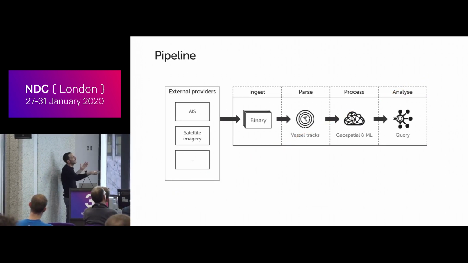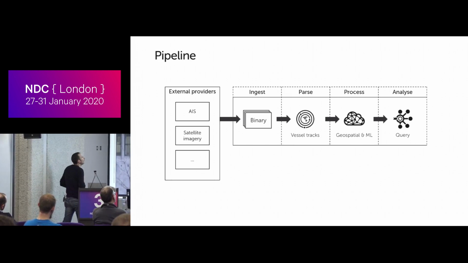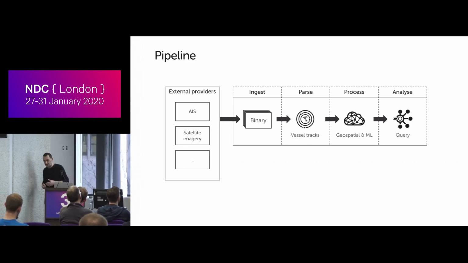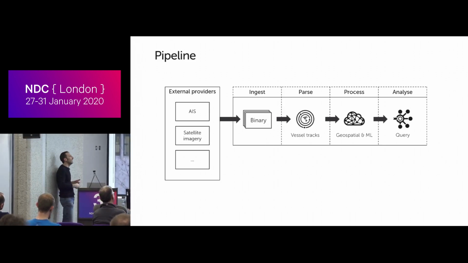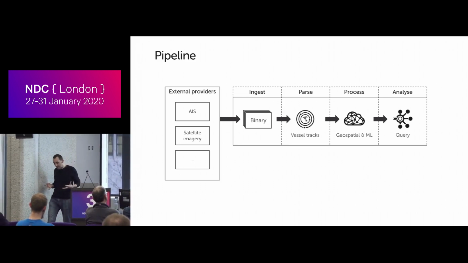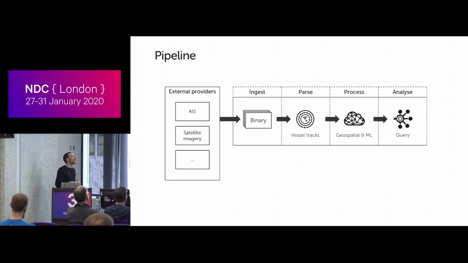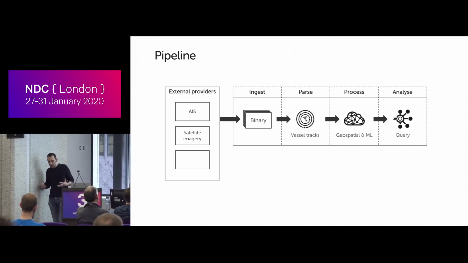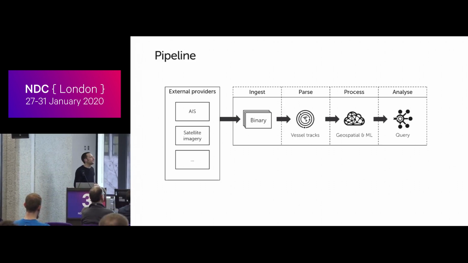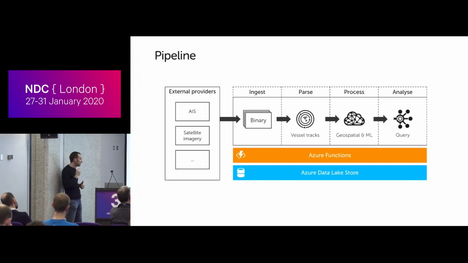So this is a typical pipeline for one of their key workloads. They ingest data from external data providers. AIS is the format of vessel track data; you can go and buy that yourself if you want to. Satellite imagery comes in as binary image formats, and those get ingested. We need to parse that information into a format that allows us to do analytics. So we parse those into vessel tracks, run those through some geospatial models and feature engineering, and then finally run our ML models over the top of that to detect illegal fishing. The challenge here is, can we do this with Azure Functions and Data Lake Store?